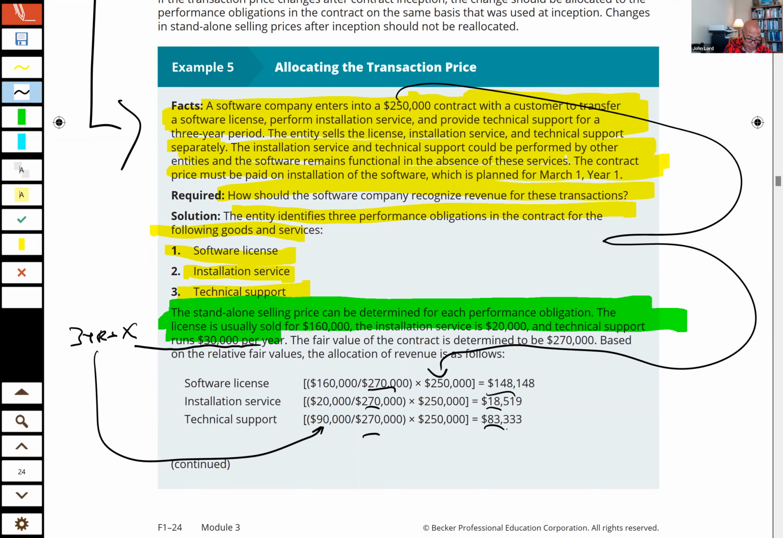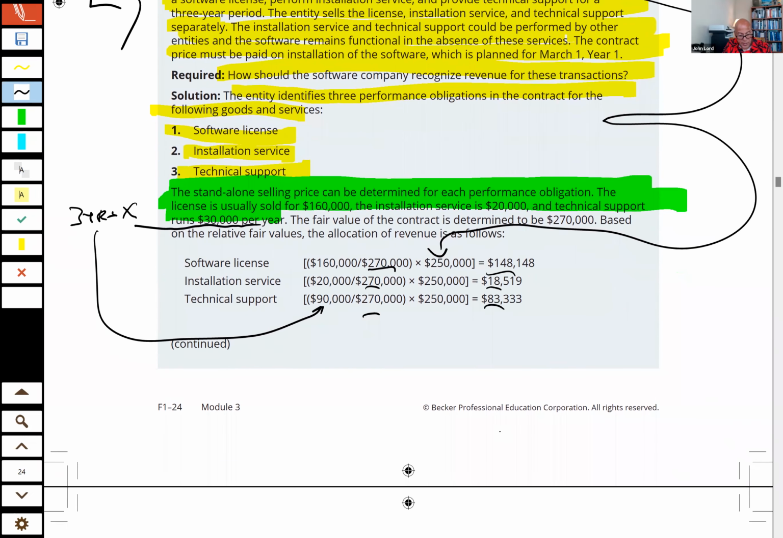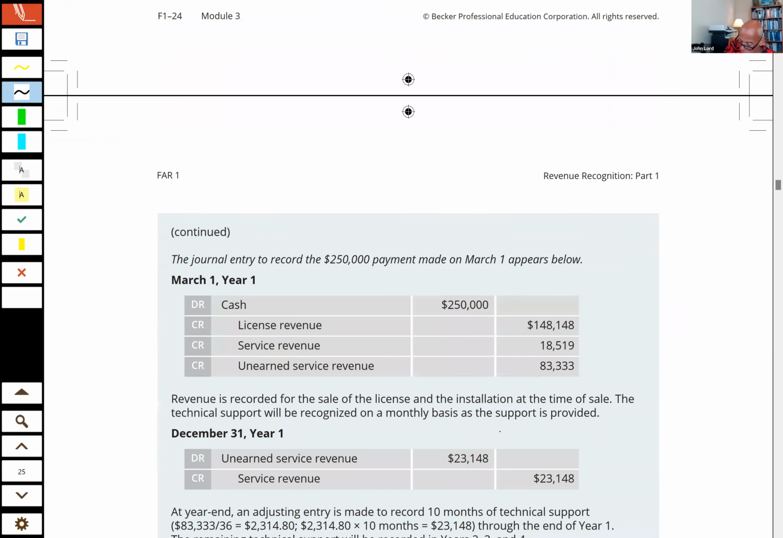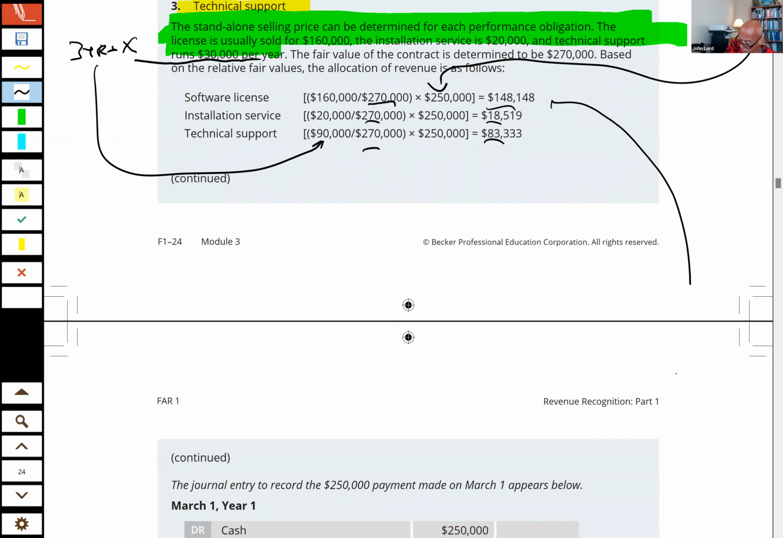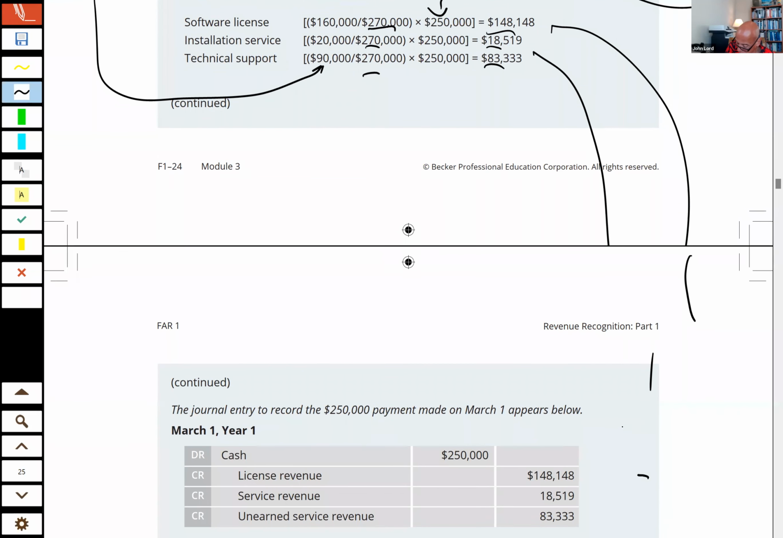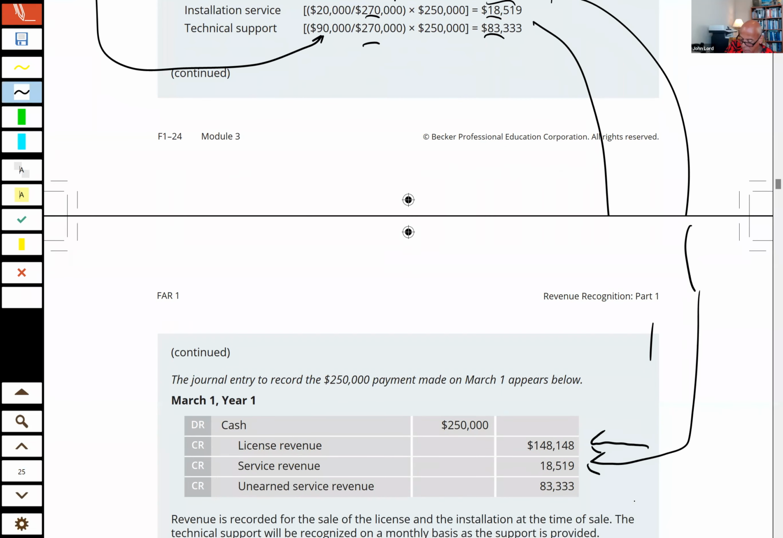Now, though, we have to say, well, should we recognize this at a point in time or over time? And the answer is what? For the licenses, we take those amounts down to the next page, and we take them immediately at the point in time when we receive the cash, because all we had to do was provide the software and install it. And then we have a liability, unearned service revenue, because we haven't provided the tech support yet. That's going to be over the next 3 years.